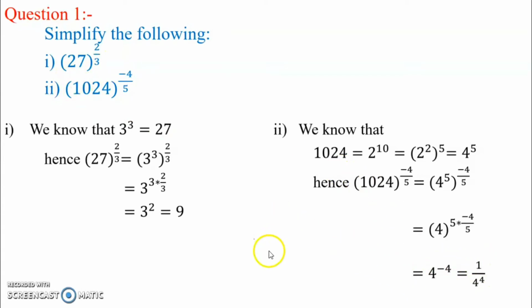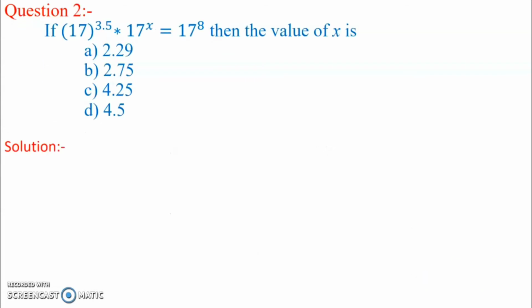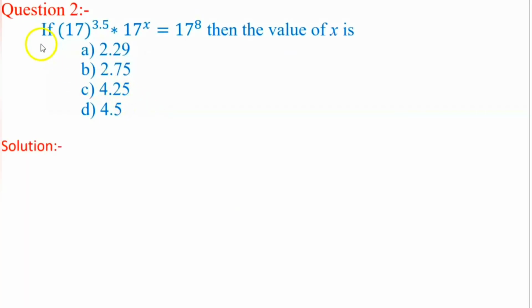Now let me go to the second question. It says if 17 to the power 3.5 into 17 to the power x is equal to 17 to the power 8, then what is the value of x? This is one of the very simple questions. You have to find the value of x for which this equation holds true. So let me start. It's given that 17 raised to 3.5 into 17 raised to x is equal to 17 raised to 8.